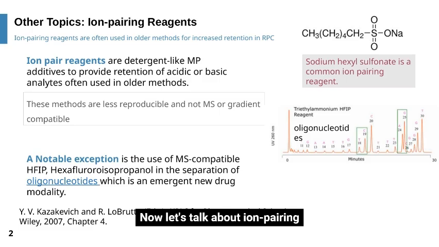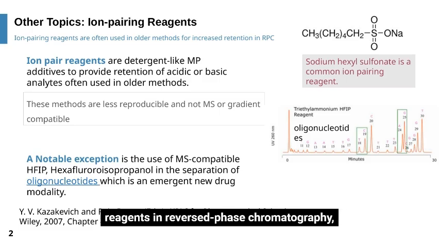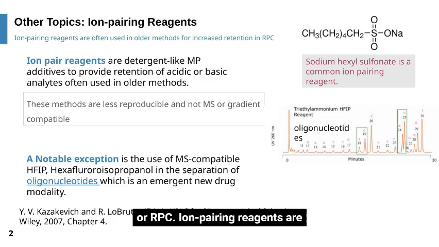Now let's talk about ion pairing reagents in reversed phase chromatography, or RPC. Ion pairing reagents are often used in older methods to increase retention. These reagents are detergent-like mobile phase additives that help retain acidic or basic analytes. However, these methods are generally less reproducible and not compatible with mass spectrometry or gradient elution. A common example is sodium hexyl sulfonate. A notable exception is the use of MS-compatible HFIP, hexafluoroisopropanol, in the separation of oligonucleotides, which is an emergent new drug modality.